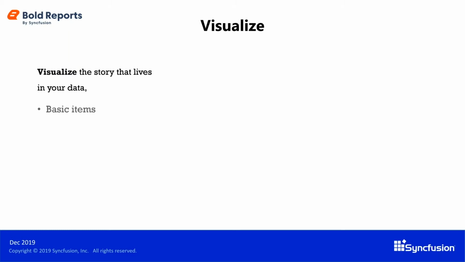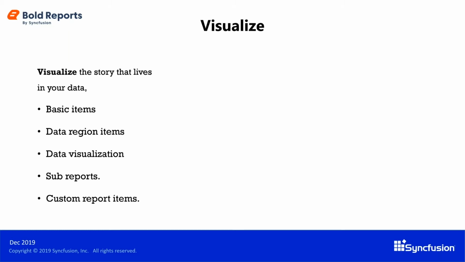Here we have the basic items like text box, image, line, and rectangle, and the data regions like table, matrix, and list. To visualize this data, we have charts, sparklines, data bars, gauges, indicators, and maps. Additionally, we have provided sub-reports to perform the drill down operation. We can also add any custom report items into the report designer.